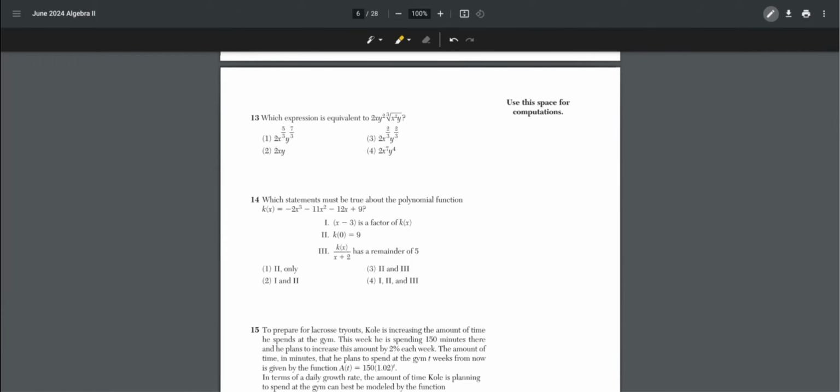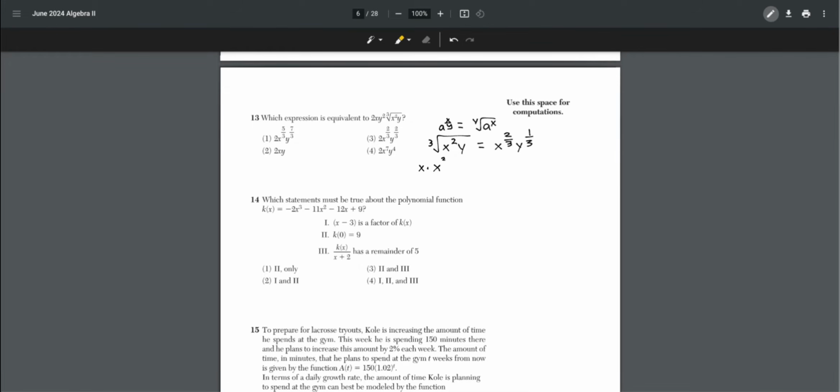Number 13. Which expression is equivalent to 2xy squared times the cube root of x squared y? So we know that a to the power of x over y is equal to the y-th root of a to the power of x. Therefore, the cube root of x squared y is equal to x to the power of 2/3 times y to the power of 1/3.